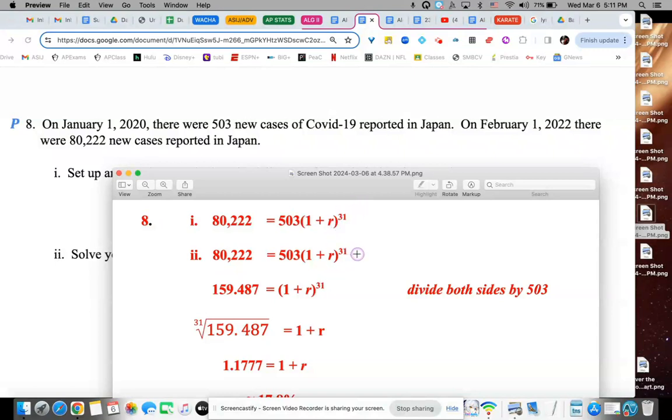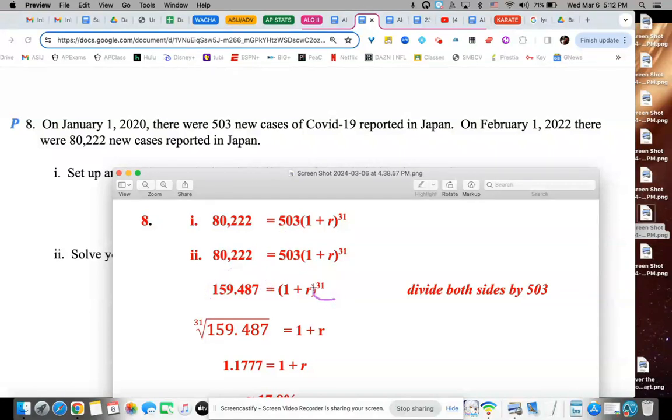Now this one, you don't need your graph. You do not have to graph this one because you're not looking for the exponent. The only time you have to graph is when you're looking for the exponent. All right, we can directly solve this. Just grab your calculator and you show some work. So we're going to divide by the 503 first, okay, and get this number.